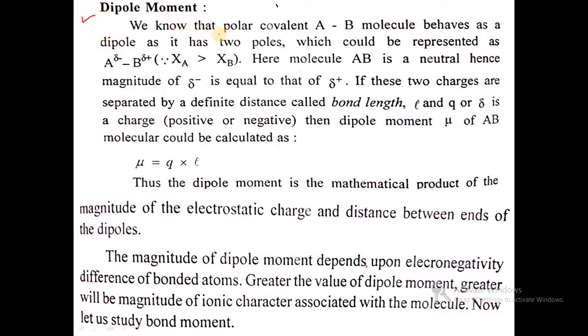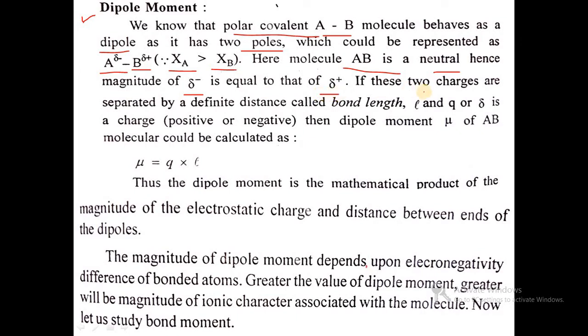In the case of dipole moment, we know that a polar covalent compound AB molecule behaves as a dipole, as it has two poles which could be represented as A delta minus and B delta plus charge. Suppose the electronegativity of atom A is more than atom B, so A carries negative charge and B carries positive charge. Here the molecule AB is neutral, hence the magnitude of delta minus is equal to that of delta plus.